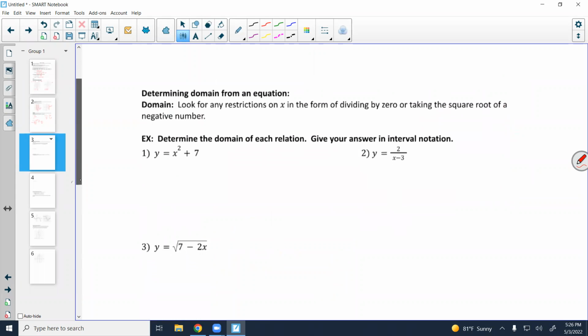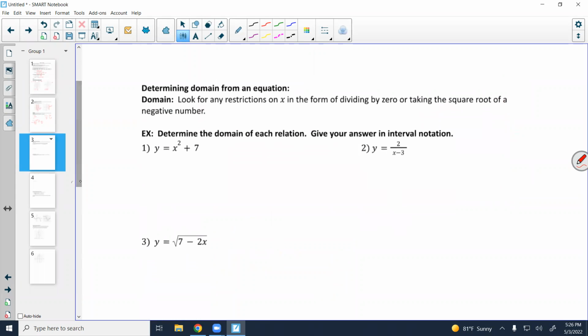Okay, what about the domain for an equation? We need to look for any restrictions on x in the form of dividing by 0 or taking the square root of a negative number. So here's where we're at.